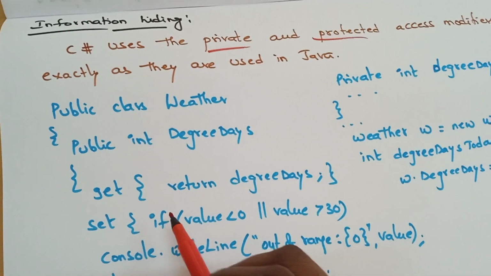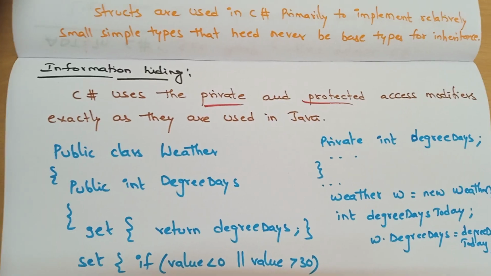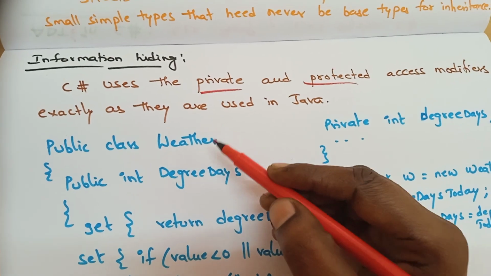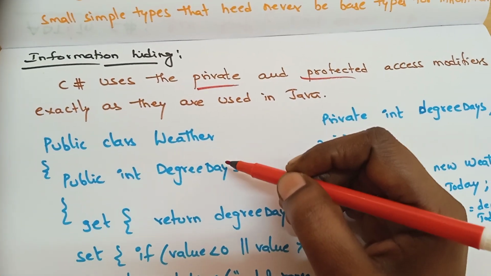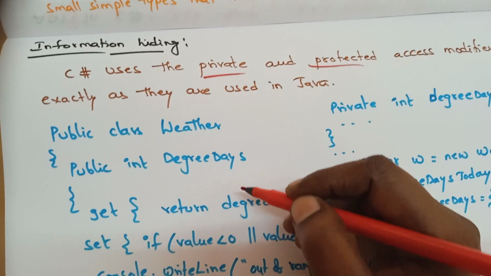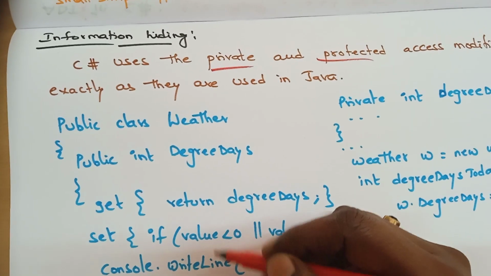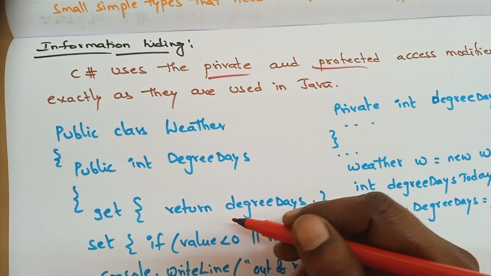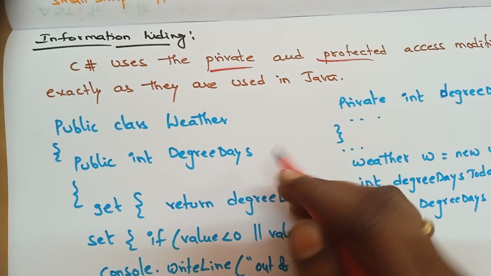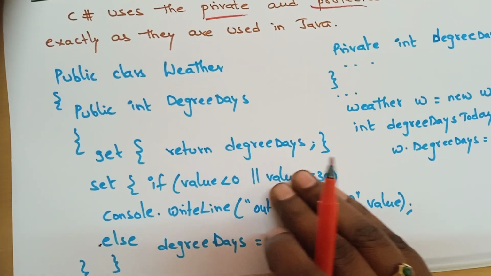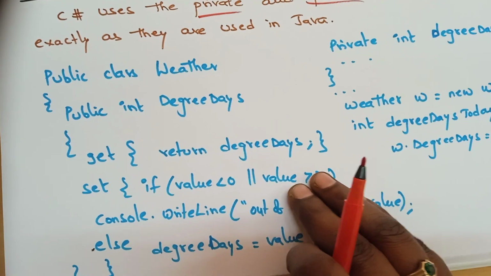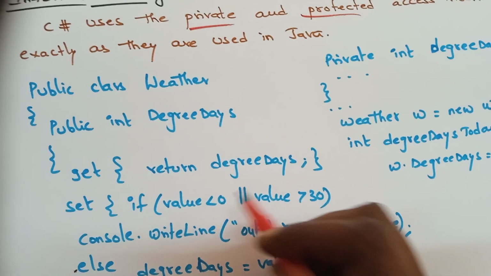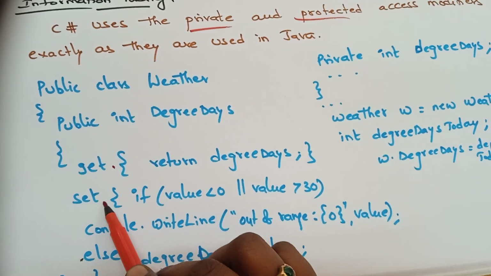C sharp provides properties, which were inherited from Delphi, as a way of implementing getters and setters without requiring explicit method calls by the clients. As with Objective-C, properties provide implicit access to specific private instance data. Now look at this code, you will understand. Now I'm using a getter and I'm using a setter.